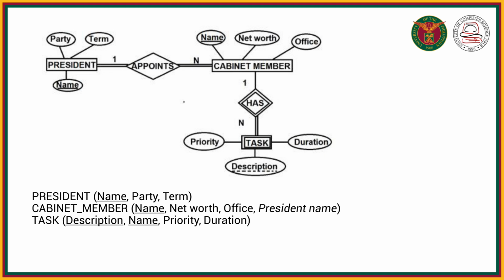Now let's move on to the other relationship, the has. So this task, this is a weak entity. So to represent this, we'll create a separate relation. We have task. And then for the keys, we will add the primary key of the strong entity it depends on. So we have your description and then name, which is the primary key of cabinet member. And both of these keys will be the key of this relation. The partial key of the weak entity and the primary key of the strong entity it depends on. And then, copy lang natin yung ibang attribute. We have priority and duration.